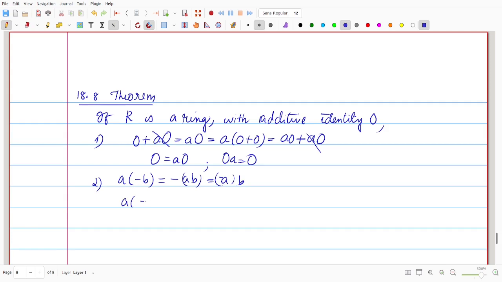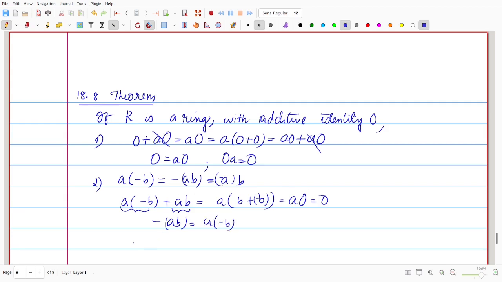So if you operate a times minus b with ab, by using the left distributive law, you will get a times (b plus minus b), that is a times 0, which is equal to 0. This shows that when you operate ab with the other element a times minus b, you will get 0. That means the additive inverse of ab is nothing but this element. So this proves the first equality.